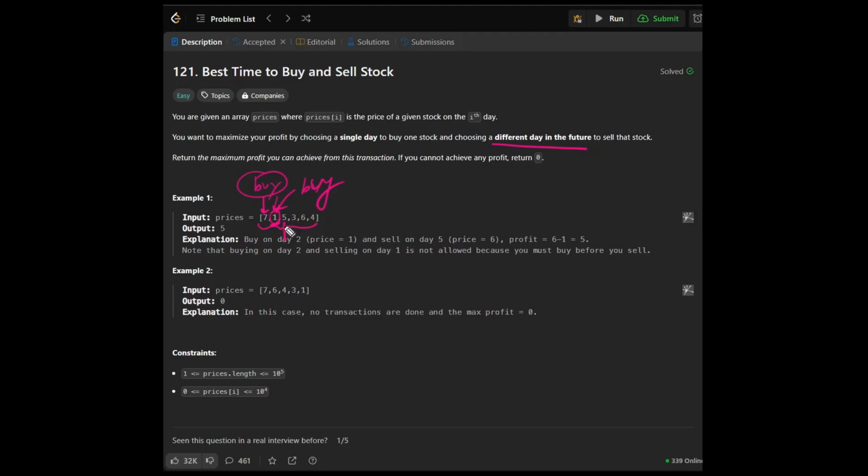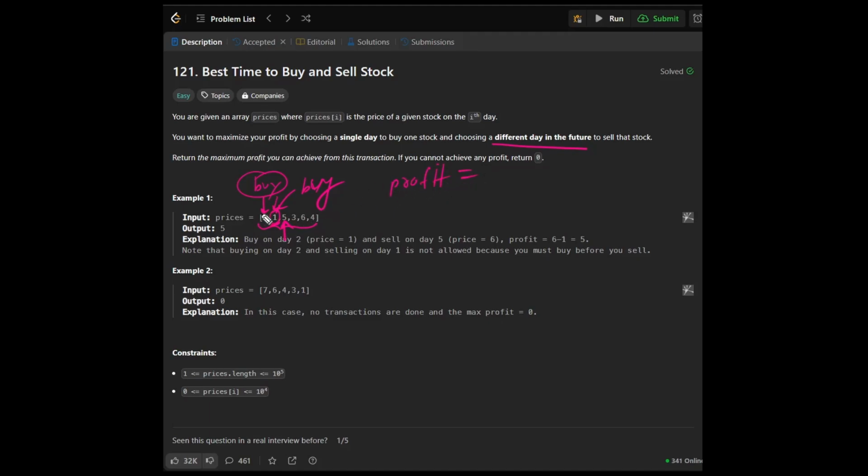Let's go to the next day. 5. Do I want to buy at 5? No, I already bought at a smaller price, right? Why should I buy at a costlier price? So in this situation, I would not change my buy price and say, okay, I think I took the right decision to buy at this price. Let's calculate the profit.